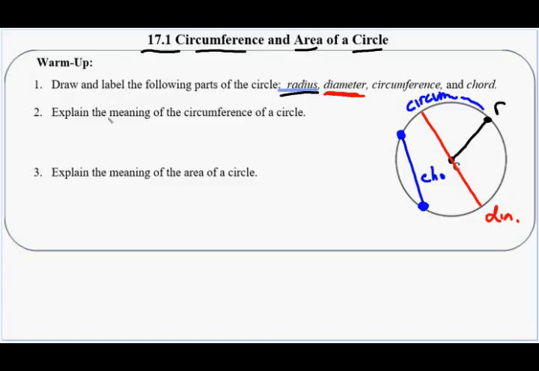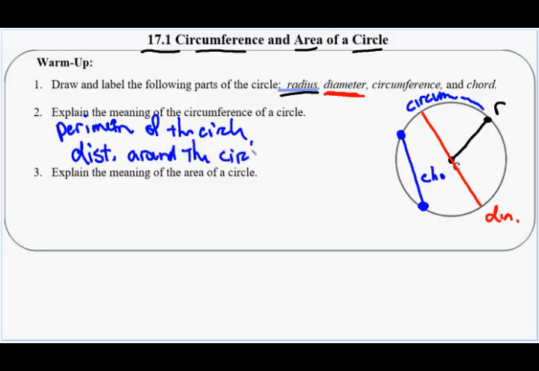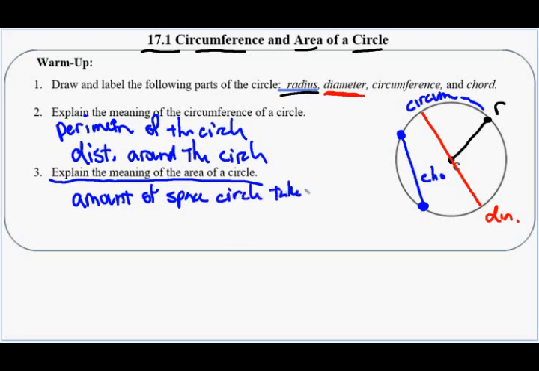Okay, and then it says explain the meaning of the circumference. Well, it's the perimeter of the circle. We could write perimeter, P-E-R-I-M-E-T-E-R, perimeter of the circle, or the distance around the circle. And then what is an explanation for the meaning of area of a circle? The amount of space it takes up. Amount of space a circle takes up. So there's our warm-ups based on yesterday's lesson.